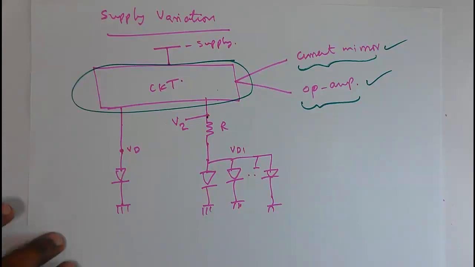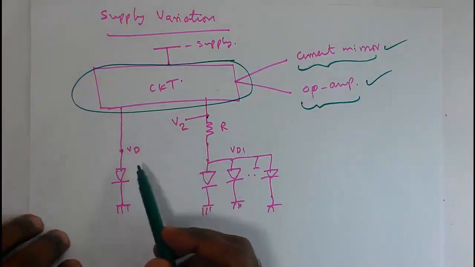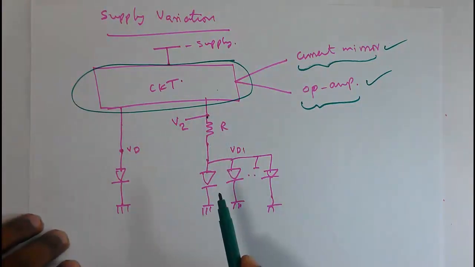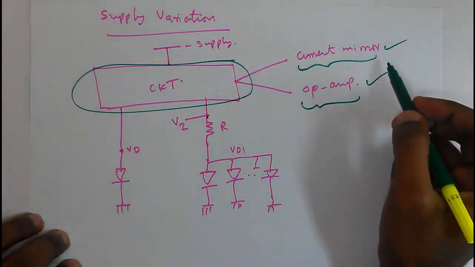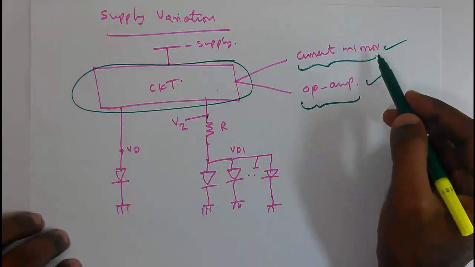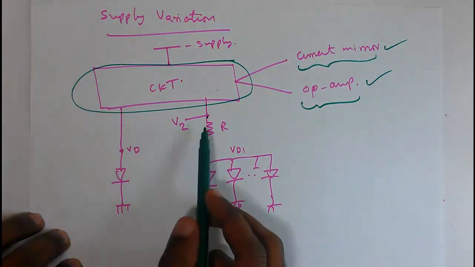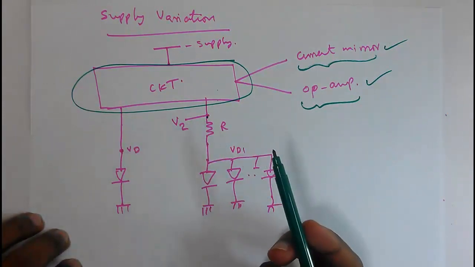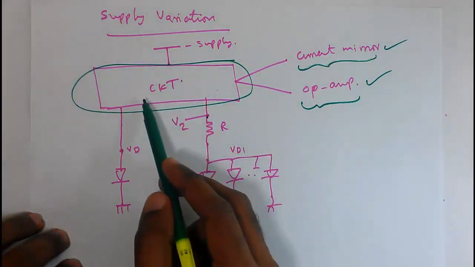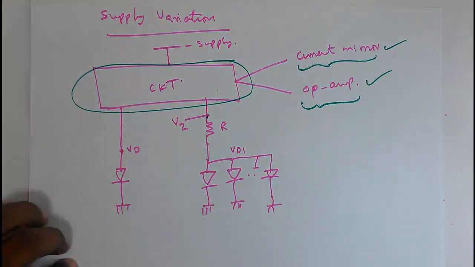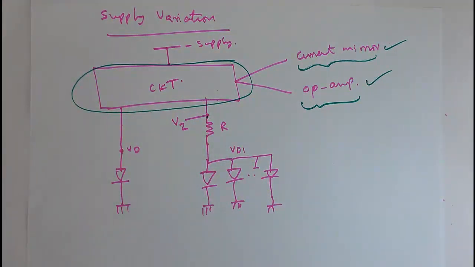I am repeating, the circuit which we use to make Vd equal to V2, it is the duty of that circuit to reject any supply variation in the circuit. So we should be very careful when we design our current mirror or our op-amp based design to ensure these two voltages are equal. And when we design this circuit, we should make sure that it is good enough to remove all the supply variation also.